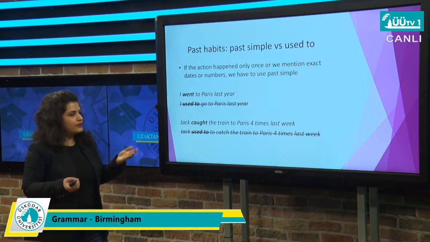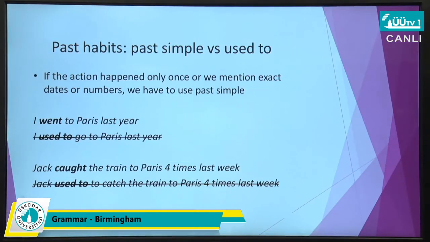Jack caught the train to Paris 4 times last week. As you can see, here is the number of times the action happened, 4 times last week. So it is only with past simple, because you have the exact number of times that the action happened in the past. So we can't use Jack used to catch the train to Paris 4 times last week.